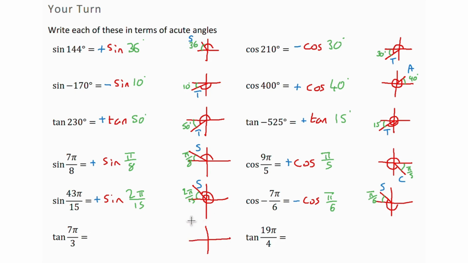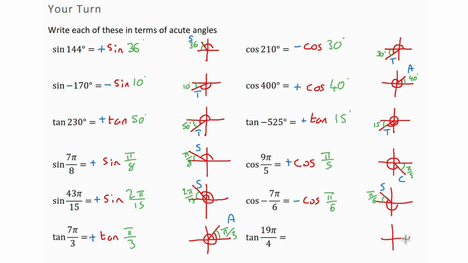7 pi by 3 would be 3 pi by 3, 6 pi by 3, and then coming up a bit further. So it's going to go all the way around and then up to there. Where that acute angle was, well, we got to 6 pi by 3 and we needed an extra pi by 3. So that is pi by 3, which means this is related to tan of pi by 3. We are in the all quadrant, so tan is going to be positive.